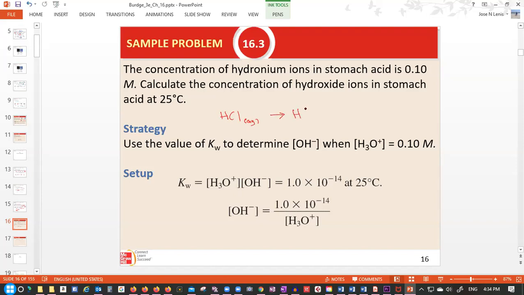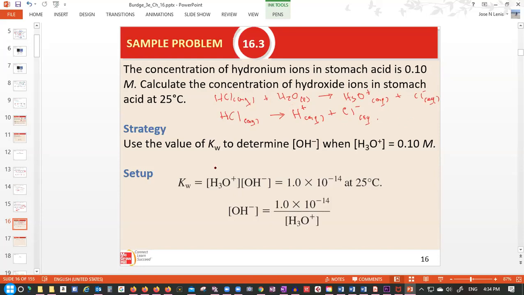produces, I'm going to write it in a simple way, in the shortcut, H plus Cl minus, like this. The long way will be HCl aqueous plus water liquid to form H3O plus aqueous plus Cl minus aqueous.